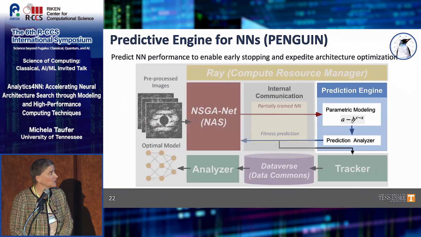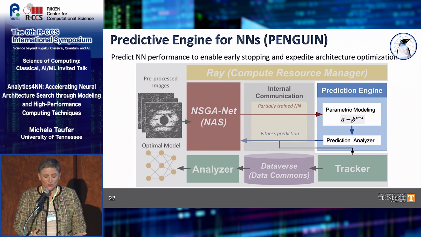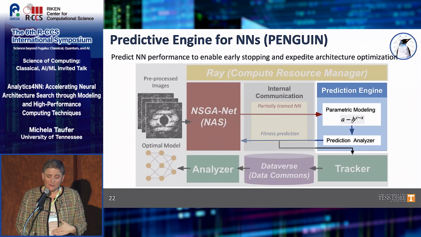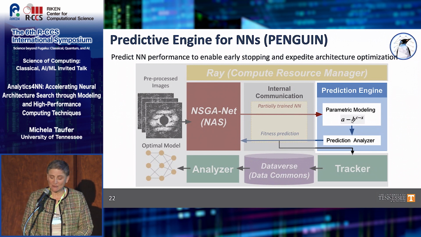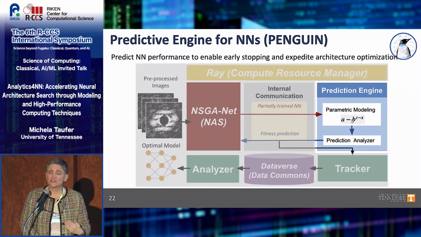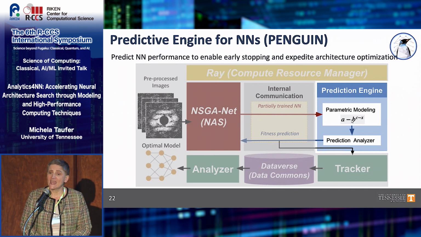It's a component of our workflow that has two major steps. First of all, it has an input, which is what we call a partially trained model with its performance, and we pass this partially trained neural network into our prediction engine, in which we apply what we call a parametrical modeling of the learning curve. And the second step is the prediction analysis, in which we try to extrapolate the final accuracy of that partially trained neural network before that training is completed, and then provide feedback to the NAS if it is time to terminate it.